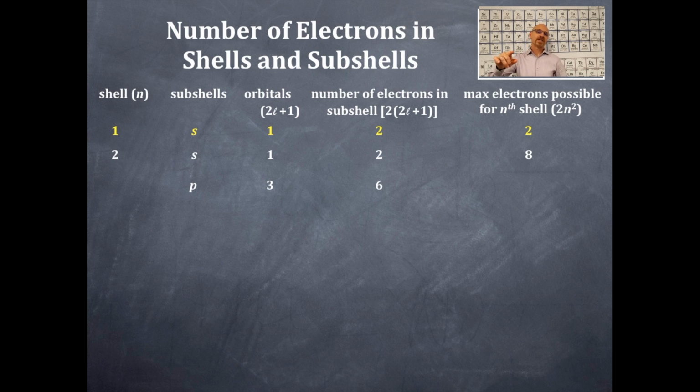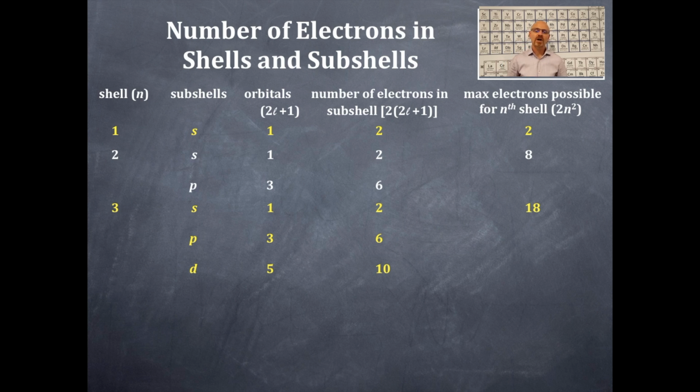Okay, let's go for the next one. n of 3, we have an s, p, and a d. So we're increasing by 1 more subshell each time that we're adding on. Again, s-type orbitals has 1 orbital, p-type are 3, d-type are 5. If you multiply each of those by 2, then you get the number of electrons in that subshell. And then we add up the 2, the 6, and the 10, and we get 18.